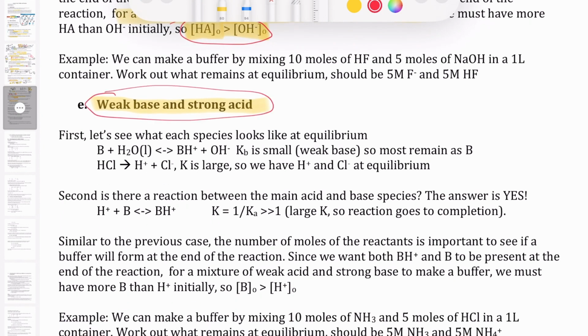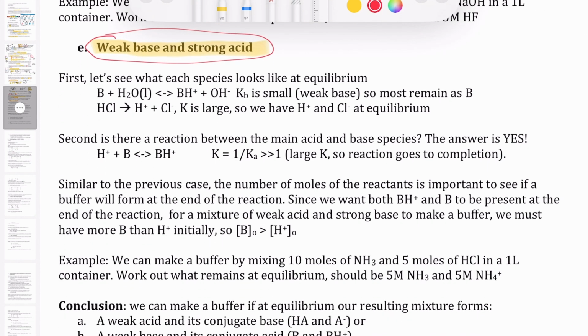Last combination, it's a weak base and strong acid. So the logic here is similar to the one that we discussed about the weak acid and strong base. The weak base is going to end up just staying as weak base because the Kb is small. So that will be one species we have. The strong acid will split up and it will make the H plus and Cl minus in solution, right? So an example is HCl here. So again, we have 3 different species that are highlighted in yellow.